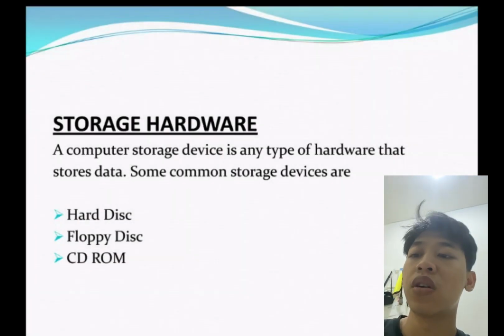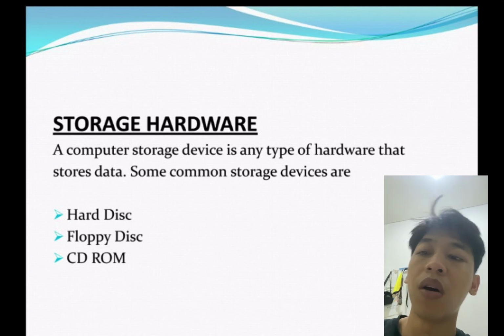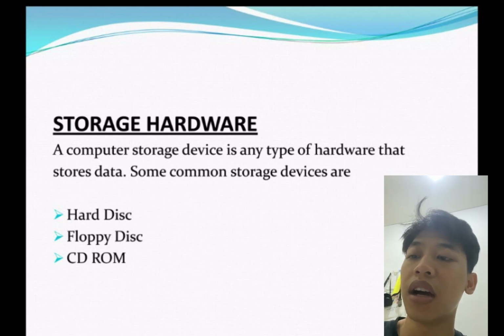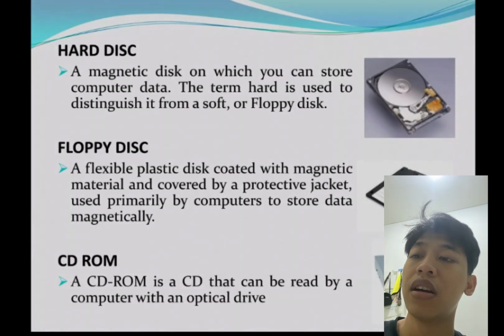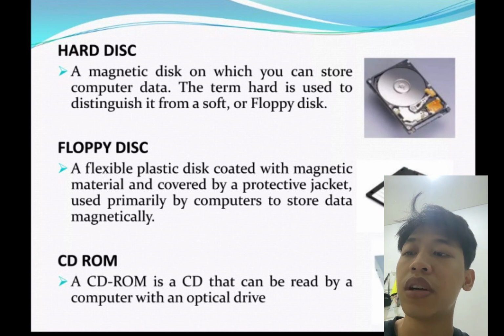And then is storage hardware. A computer storage device is any type of hardware that stores data. Some common storage devices are hard disk, floppy disk, and CD-ROM. Hard disk is a magnetic disk on which you can store computer data. The term hard is used to distinguish it from a soft or floppy disk.